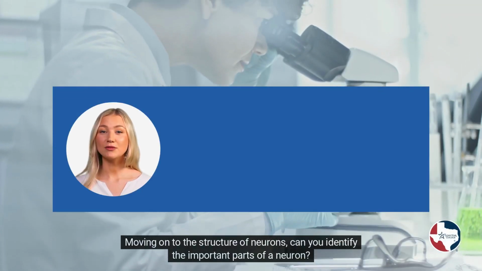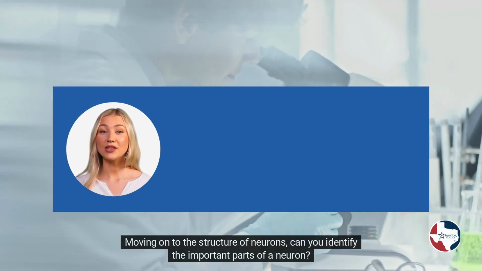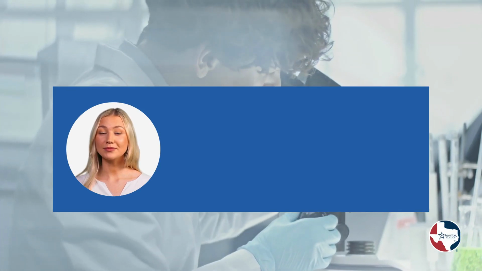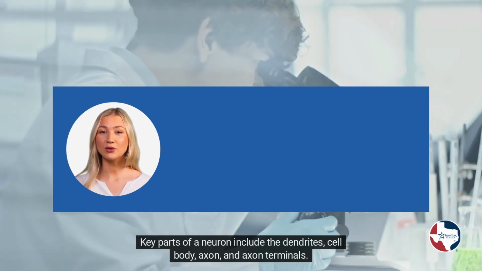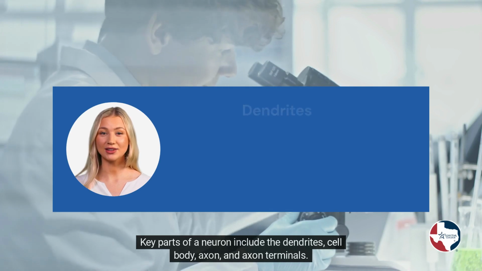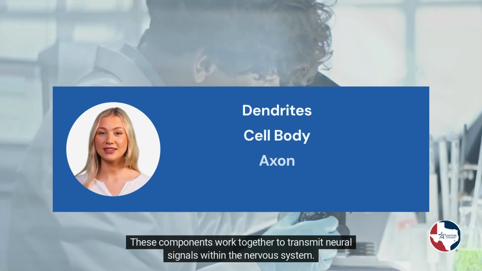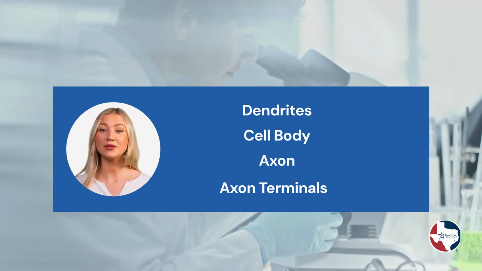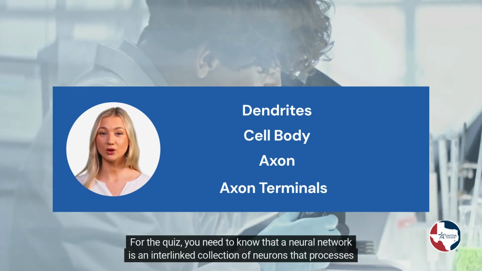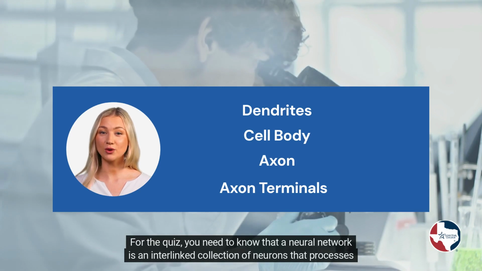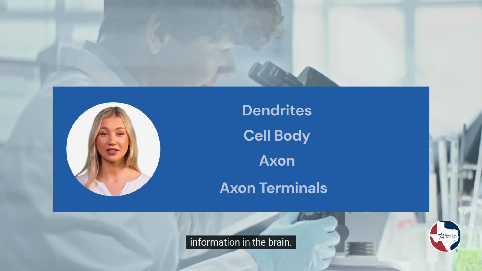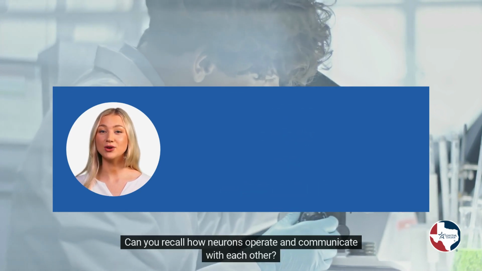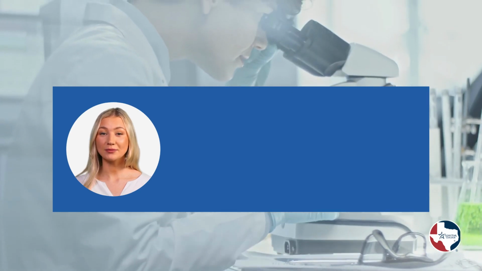Moving on to the structure of neurons, can you identify the important parts of a neuron? Key parts of a neuron include the dendrites, cell body, axon, and axon terminals. These components work together to transmit neural signals within the nervous system. For the quiz, you need to know that a neural network is an interlinked collection of neurons that processes information in the brain. Can you recall how neurons operate and communicate with each other?